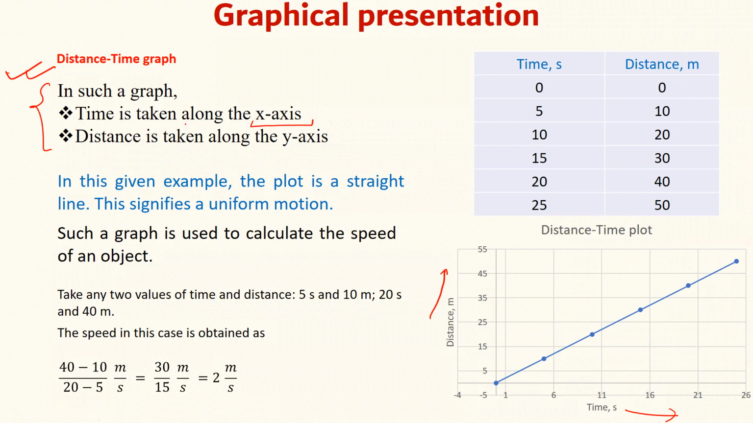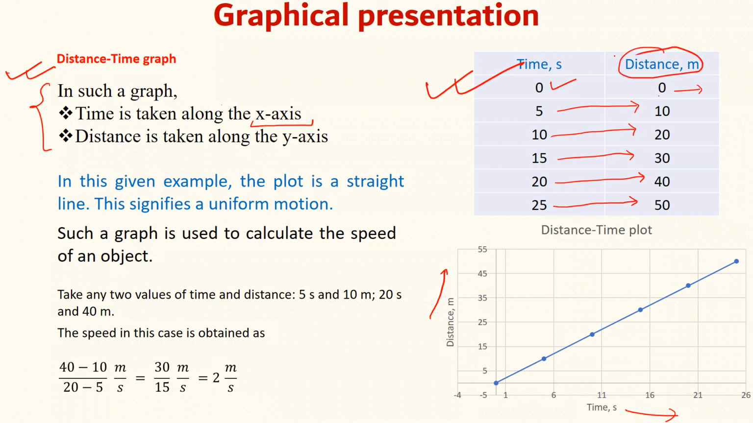Suppose an object at time 0 seconds is at rest. It has not started moving. After 5 seconds, it has moved 10 meters. After 10 seconds, it has moved 20 meters. After 15 seconds, 30 meters. After 20 seconds, 40 meters. And after 25 seconds, 50 meters. Suppose you have been given some data like this, at certain time intervals, how much distance the object has moved.